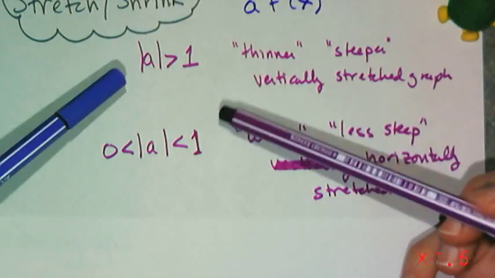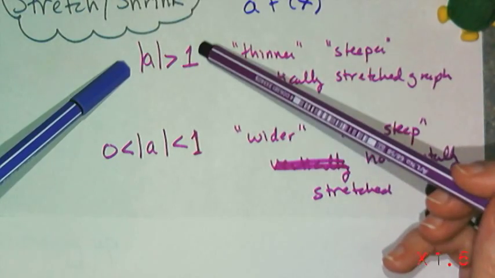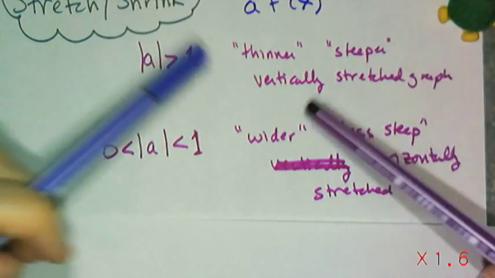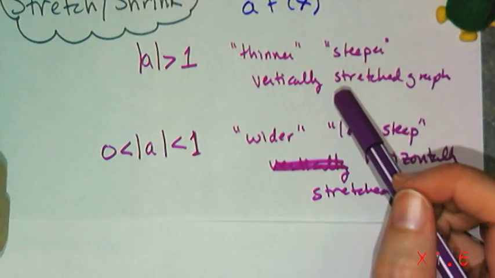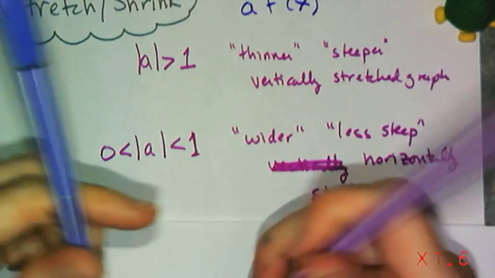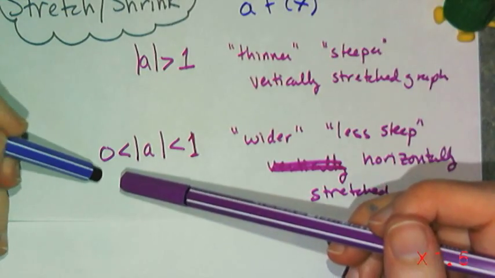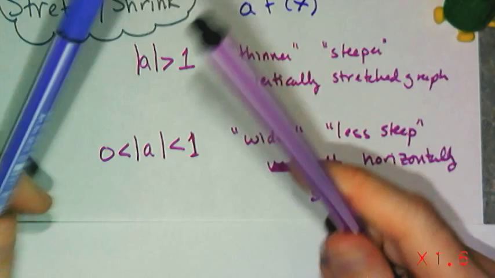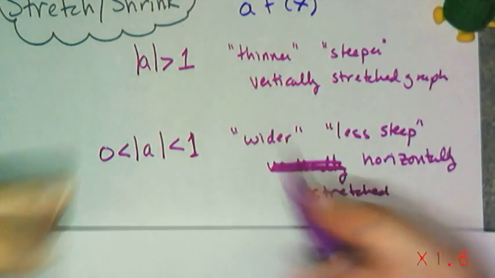So now why don't you write all this down? The absolute value of a needs to be greater than 1 if you want to make a graph thinner, steeper if it's a line, or vertically stretched. And if you want it to be wider or less steep or horizontally stretched, you need to multiply it by a factor between 0 and 1. Remember, absolute value, because the sign doesn't matter. The sign does something entirely different. It does that reflection across the axis.